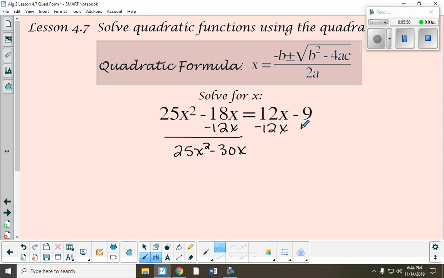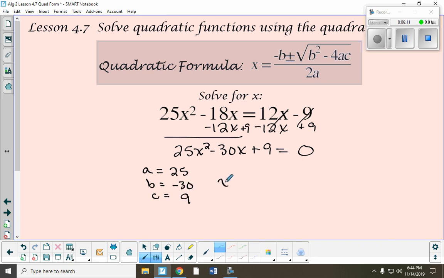And then let's bring 9 to the other side. So we would have plus 9. And over here then, this cancels, so we just have 0. Now let's write down A, B, and C. A is 25, B is negative 30, C is 9.